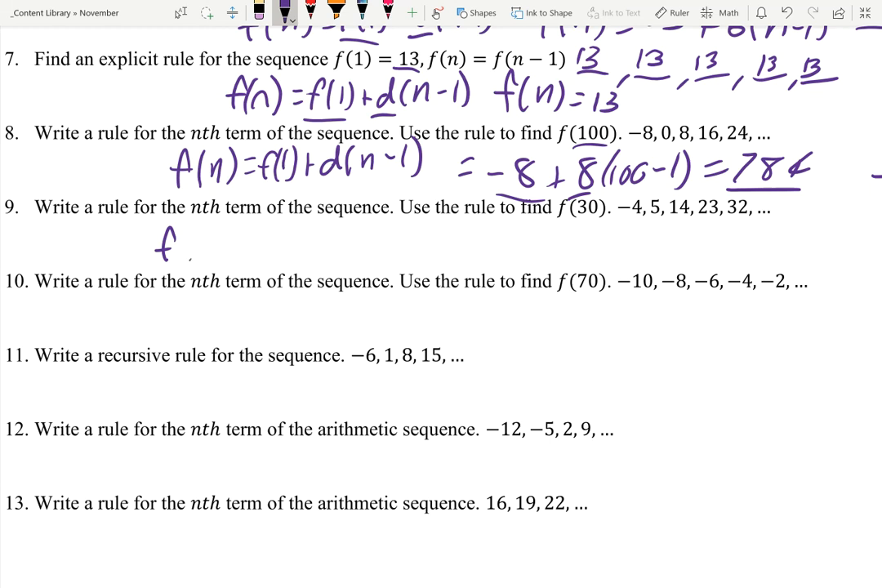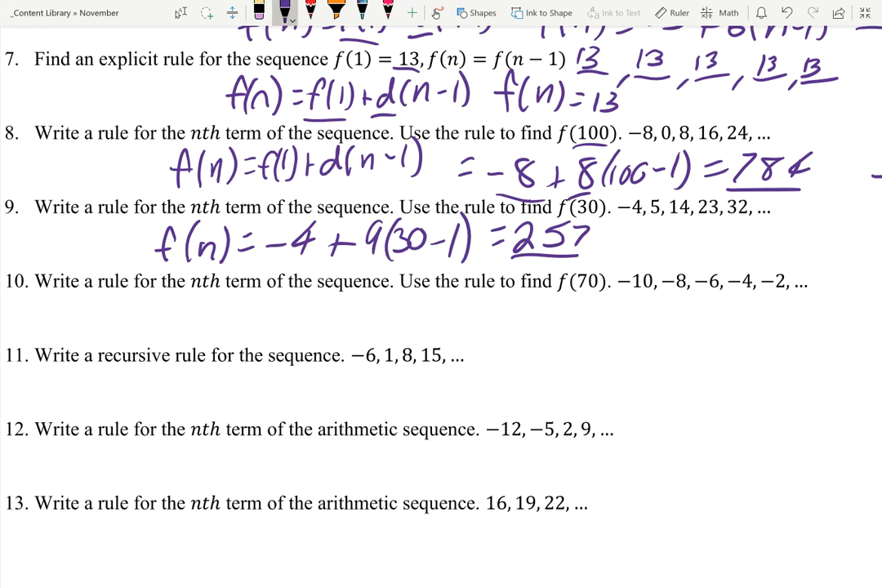And the next problem, we're going to do the same thing, but we're going to plug in 30. So rather than rewriting this rule again, I'm just going to use it as a template. So f of n equals a first term, which is negative 4, plus our common difference. It might be kind of tricky to tell, but we are adding 9 every time, so plus 9 and minus 1. That's our formula, and we're looking for the 30th term, so we plug 30 in for n. So I'm going to do 9 times 29, because remember, 30 minus 1 is 29. 9 times 29 is 261, so negative 4 plus 261 is 257. So 257 is our answer for this.